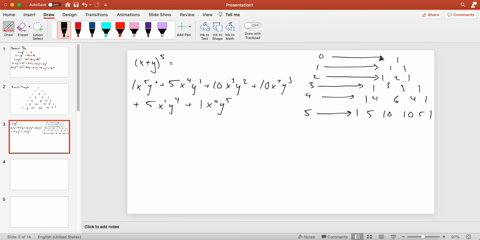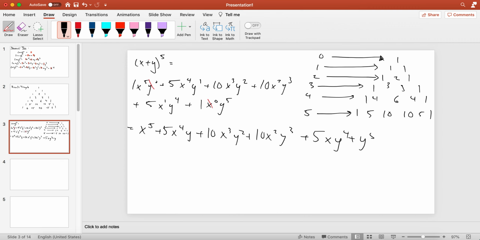But x to the 0 and y to the 0, those are just 1. So those are just 1. And I don't have to write the 1s every time, so I'm just going to simplify this to be as follows. Y squared plus 10x squared, y cubed plus 5x y to the 4th plus y cubed. That's the answer. That would be the answer.